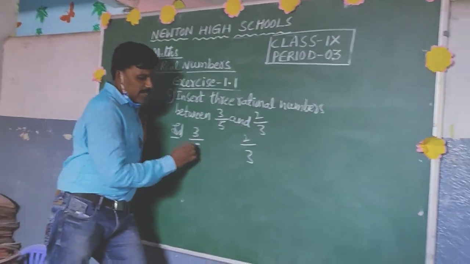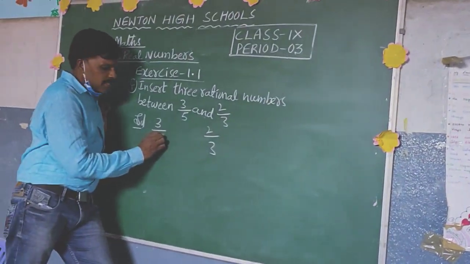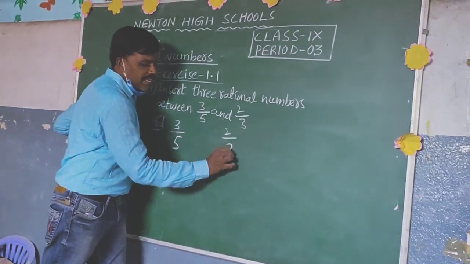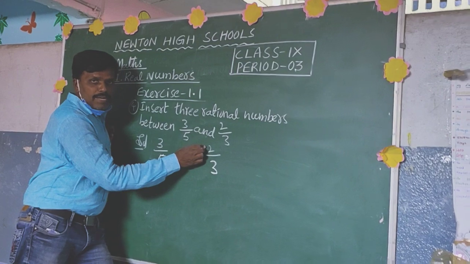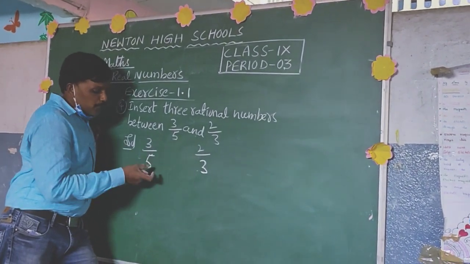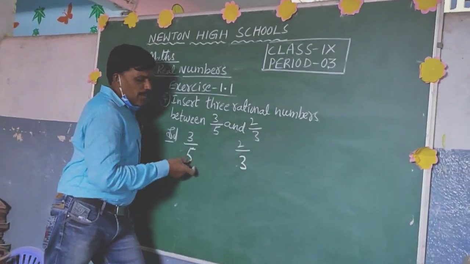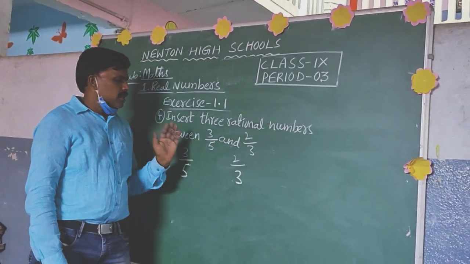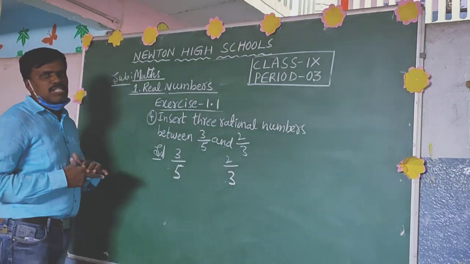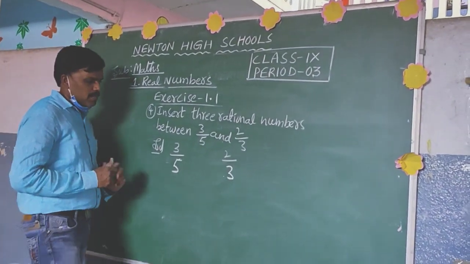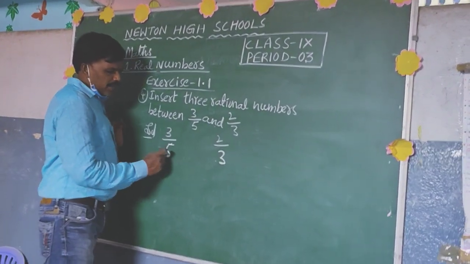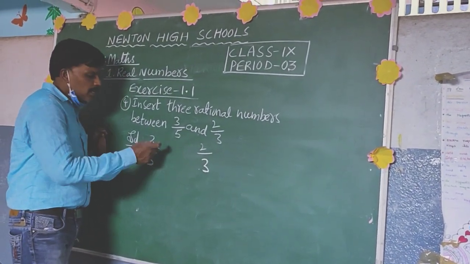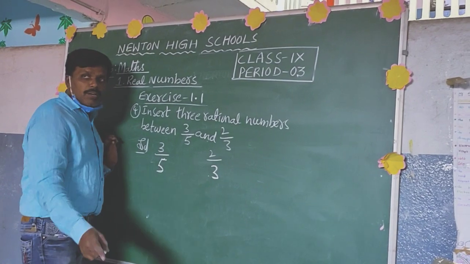What is the denominator in the first fraction? It is 5. Very good. What is the denominator in the second fraction? 3. 2 is the numerator, 3 is the denominator. So we are going to equate the denominators. When the denominators are the same, then it is possible to compare the numerators. Then it is possible to write the required rational numbers between the given two rational numbers. To equate the denominators, we have to find the LCM of the denominators.